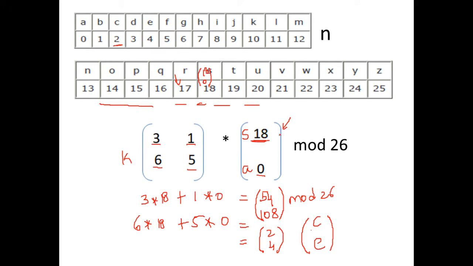And now we have to repeat this process. We have to take the next two characters, that is T and H, and their equivalents. We have to multiply that with the key, perform a mod 26 to get the ciphertext out.